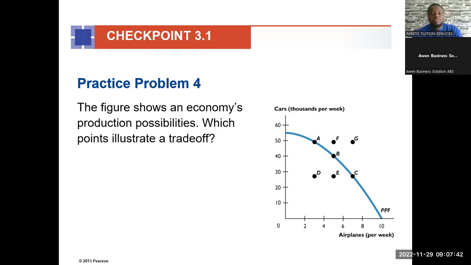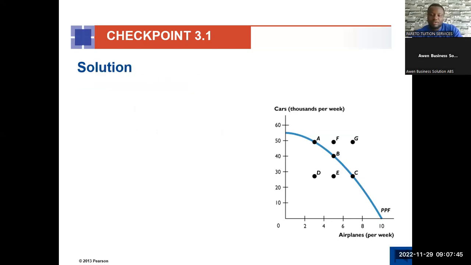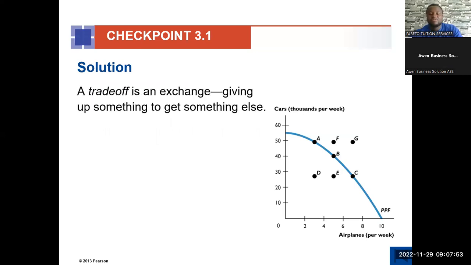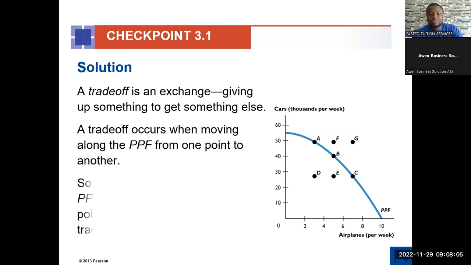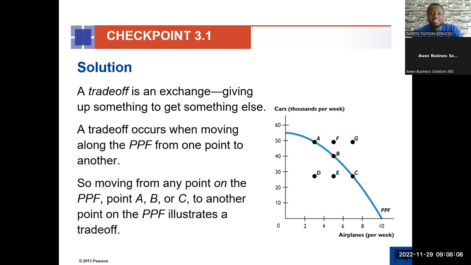Okay, so if you stand at A and you want to move to B, you have to sacrifice more of cars. If you move again from B to C, you still have to sacrifice more of cars. So whenever you move from one point on the PPF to another point on the PPF, that is where we get a trade-off. So yes, A, B, and C. When you move from A, B, or C to any other point on it, so moving from A to B, B to C, C to B, or C to A, that should give us a trade-off.